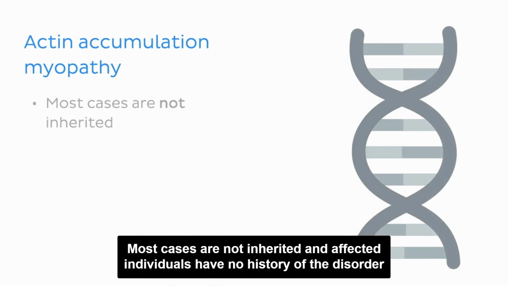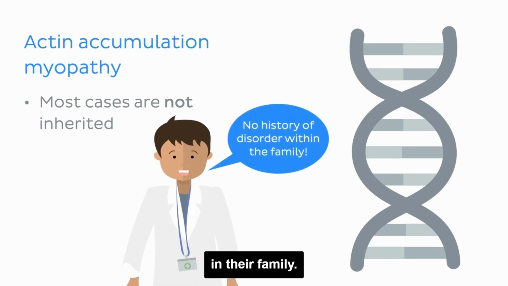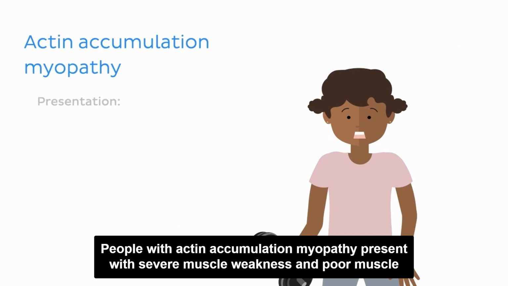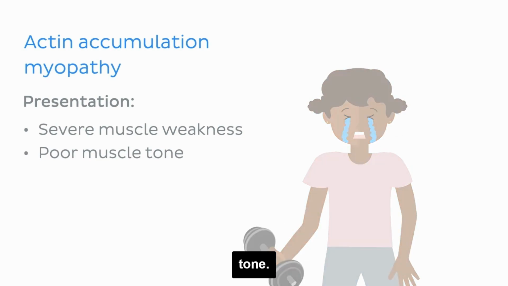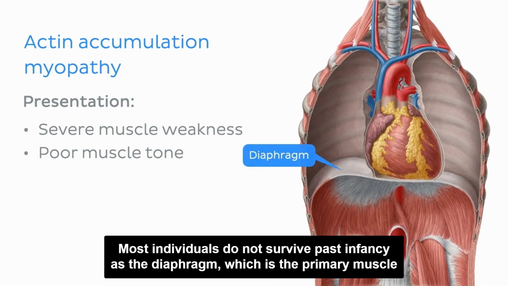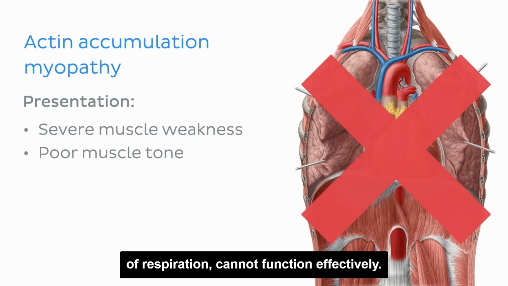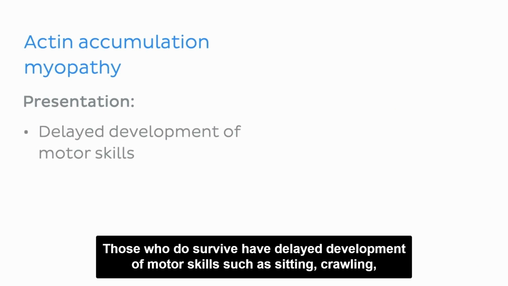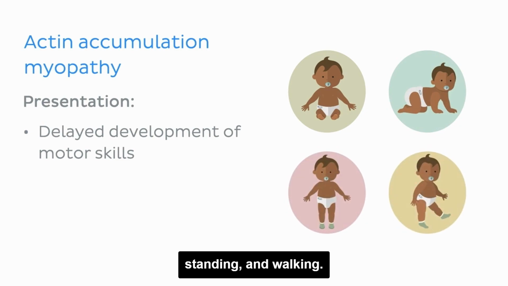Most cases are not inherited, and affected individuals have no history of the disorder in their family. People with actin accumulation myopathy present with severe muscle weakness and poor muscle tone. Most individuals do not survive past infancy as the diaphragm, which is the primary muscle of respiration, cannot function effectively. Those who do survive have delayed development of motor skills such as sitting, crawling, standing, and walking.